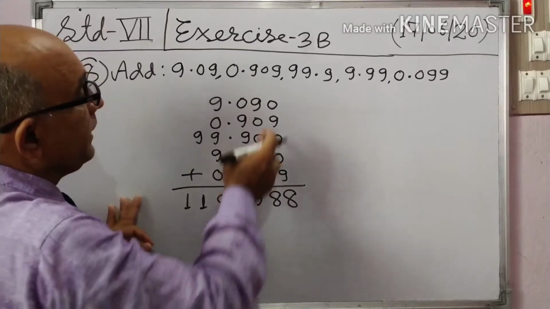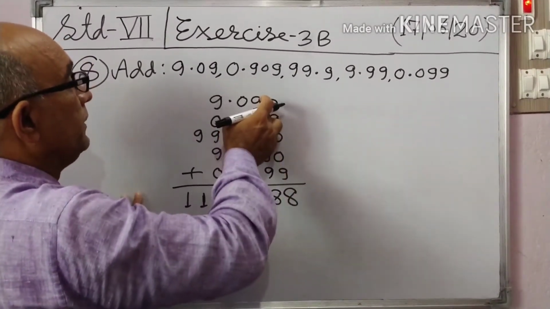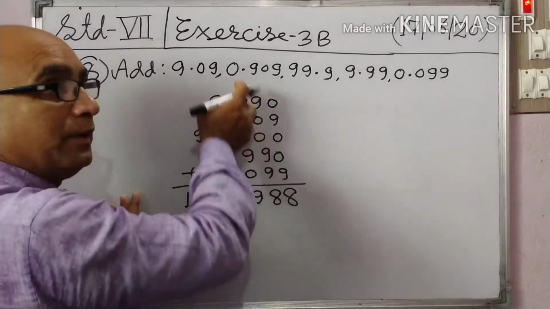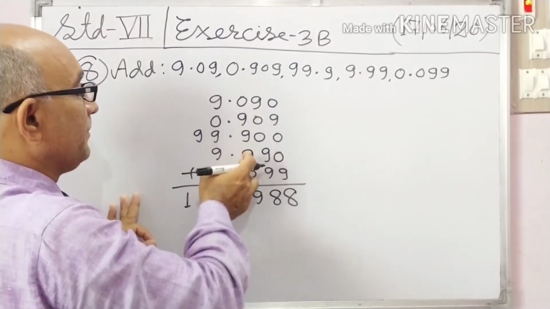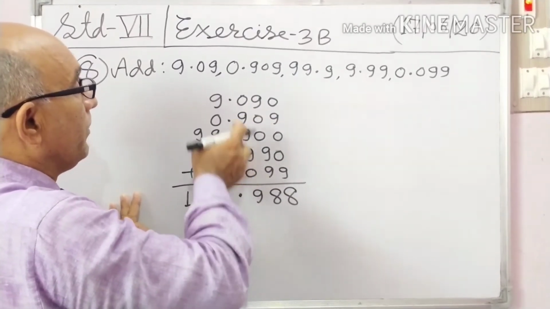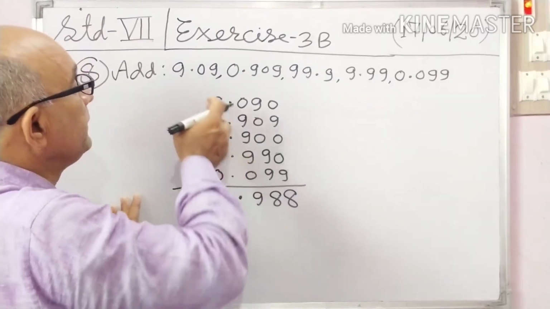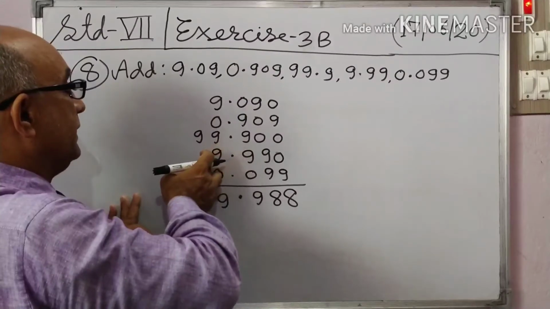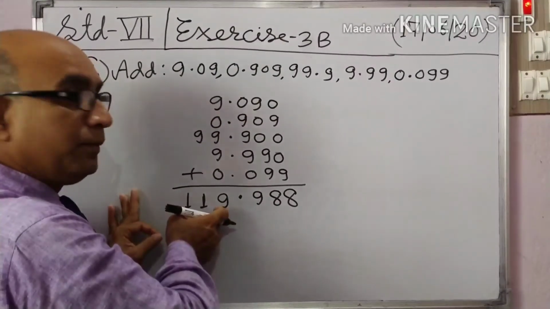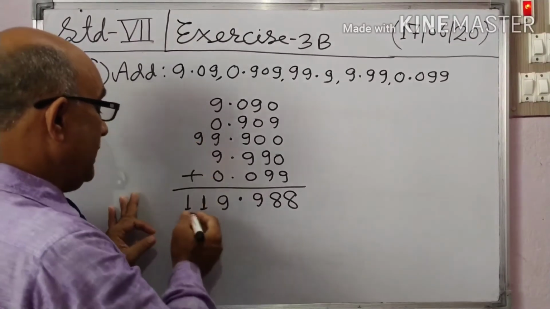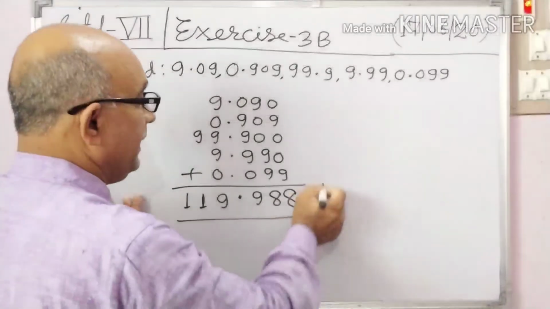Now 119.988. Again check it. 9 plus 9, 18 of 8. Carry 1. 9 plus 9 plus 9, 27 plus 1, 28 of 8. Carry 2. 9 plus 9 plus 9, 27 plus 2, 29 of 9. Carry 2. 9 plus 9 plus 9, 27 plus 2, 29 of 9. Carry 2. 9 plus 2, 11. 119.988 is the answer. Write it.